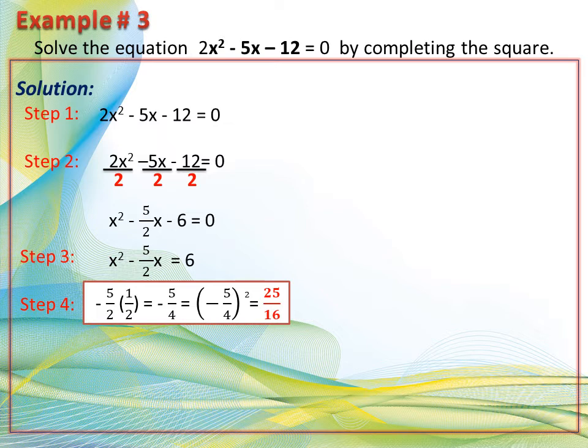For step number 5, we're going to add the square of the product to both sides of the equation. So, si 25 over 16, yun yung ipang-add natin sa left and right side of the equation. So, i-copy lang natin dito yung perfect square trinomial. So, dito naman sa right side of the equation, tingnan natin mabuti, that is 6 plus 25 over 16. So, paano ba natin gagawin yan? So, how do we simplify whole number, then plus improper fraction?